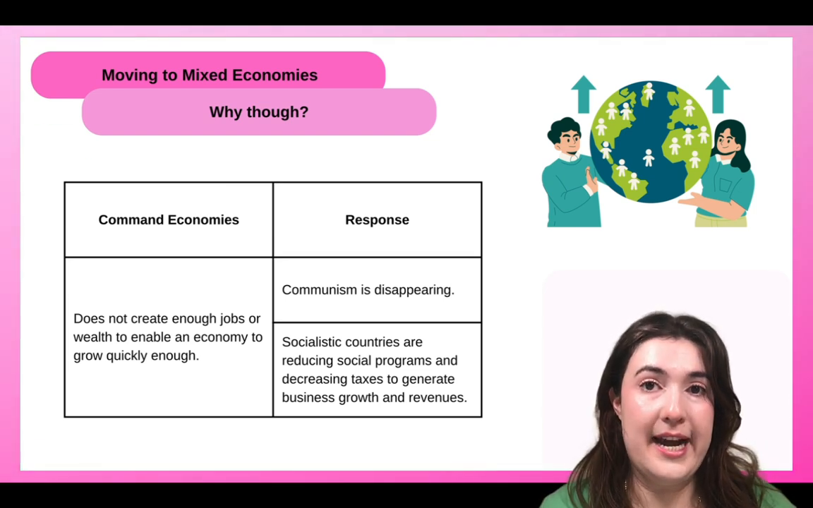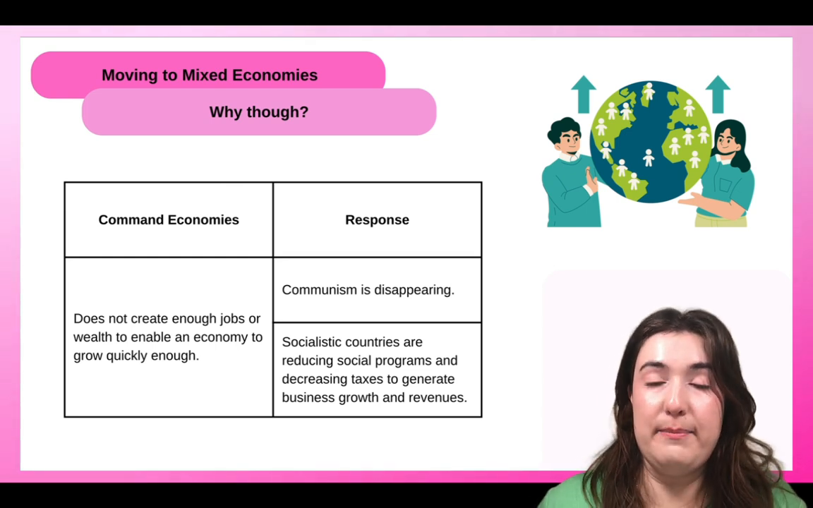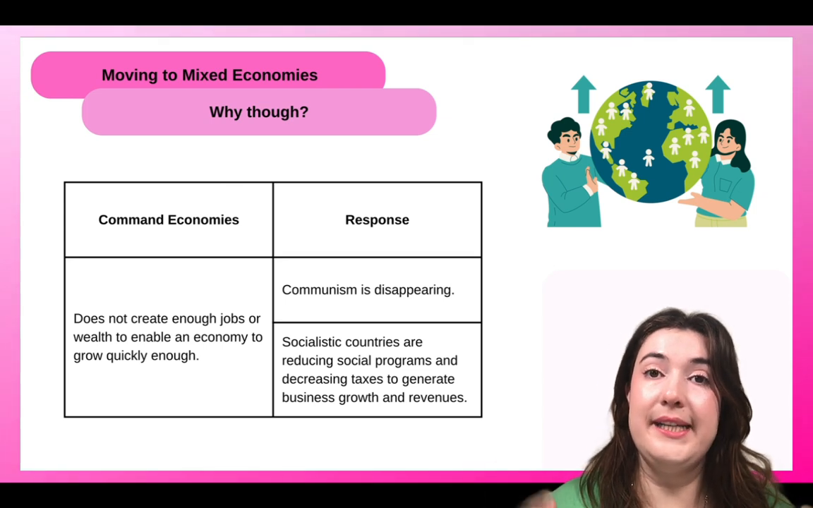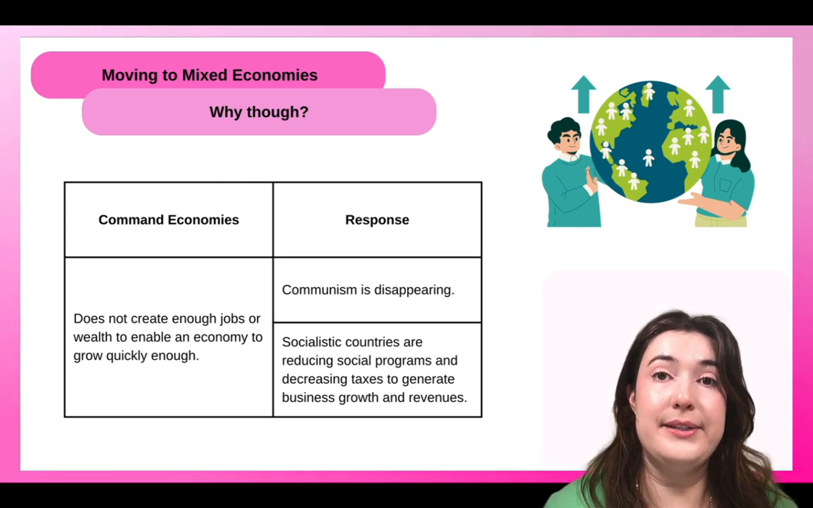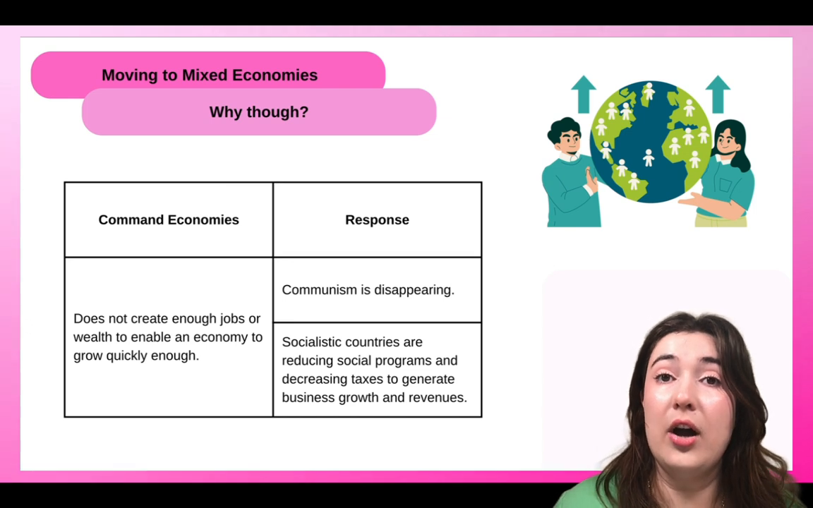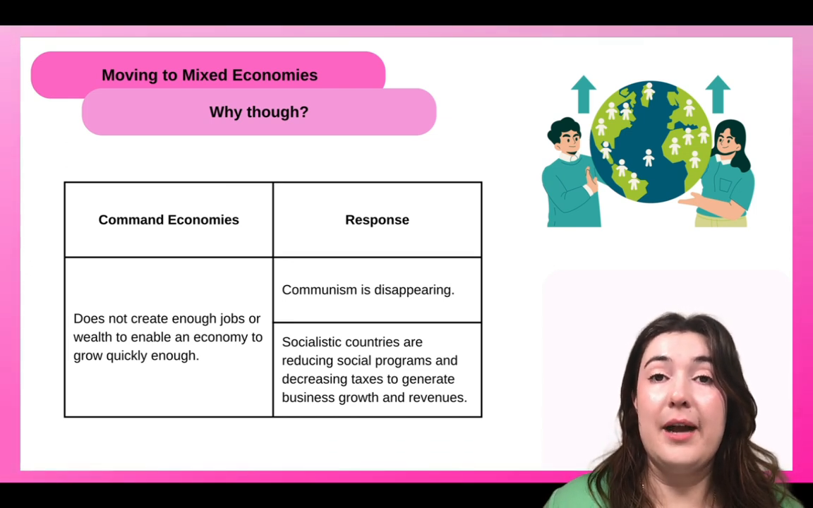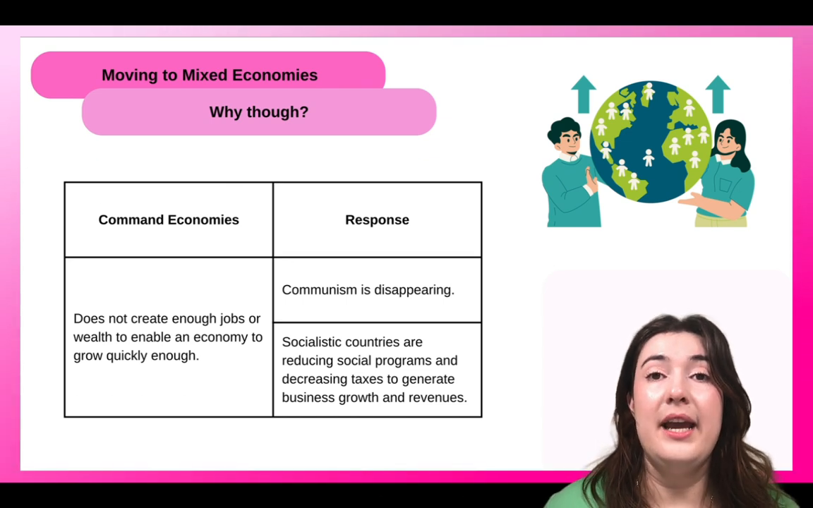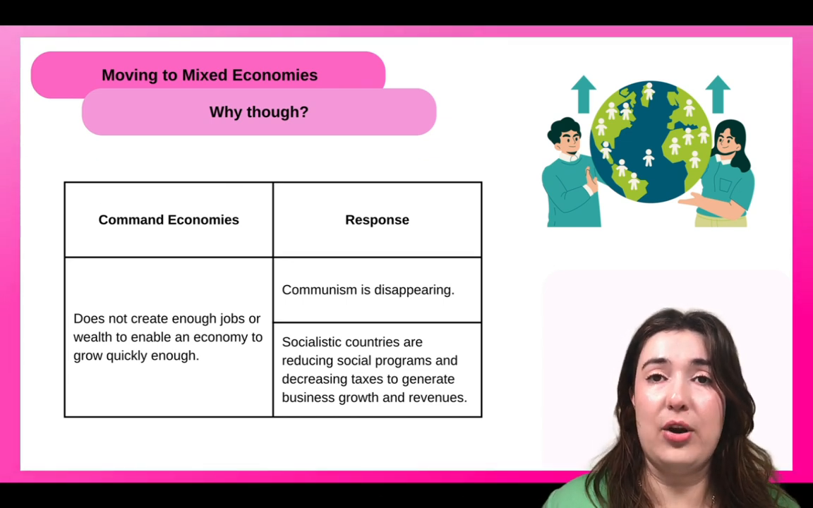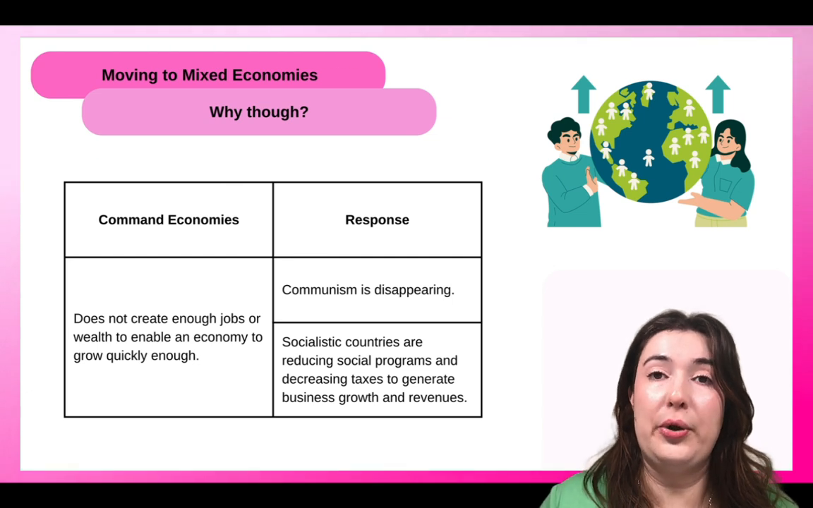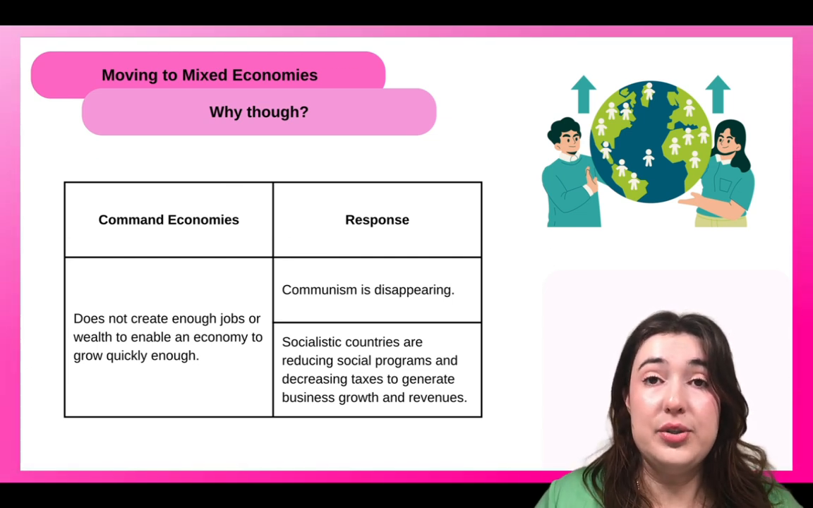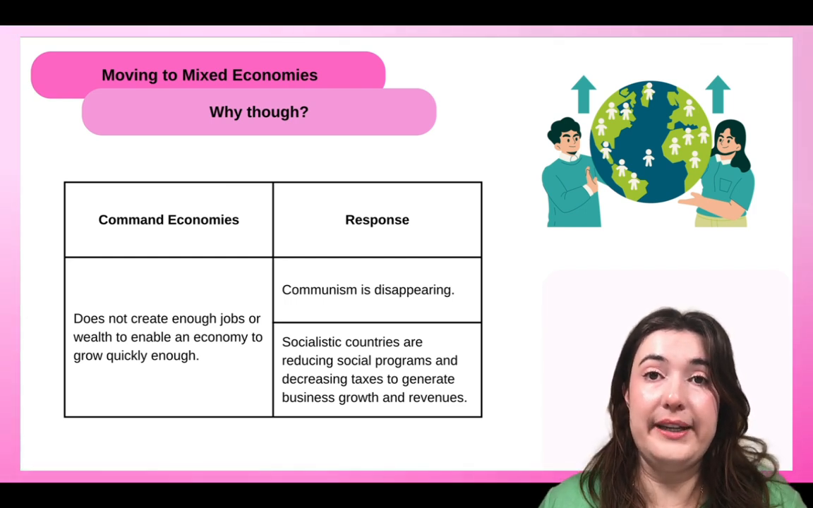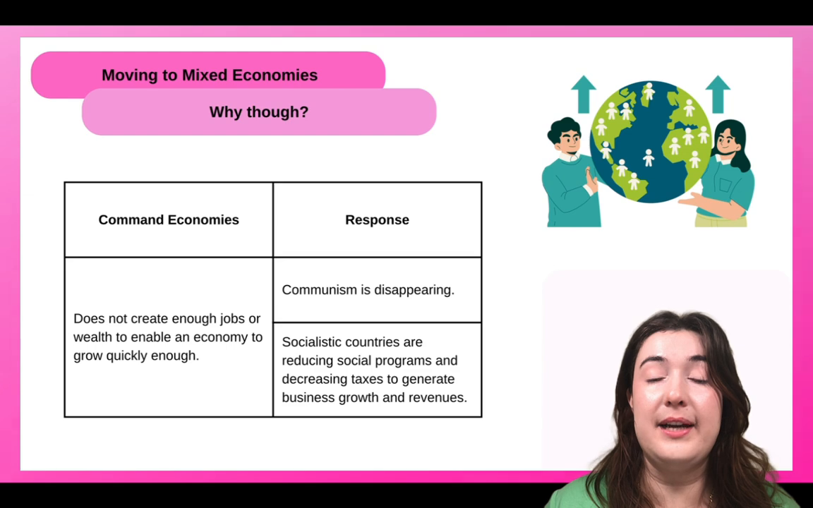So how do we respond to that by creating a mixed economy based off of a socialistic or a communistic economy? Basically, communism is disappearing. There's only a limited number of countries in our world that are still communistic. Socialism, though, is still very prominent in many other countries. The way they become more of a mixed economy is by reducing the social programs in that country and reducing taxes so that they can encourage the workforce to keep working there and to keep innovating. So it helps to spur on the government in that way.